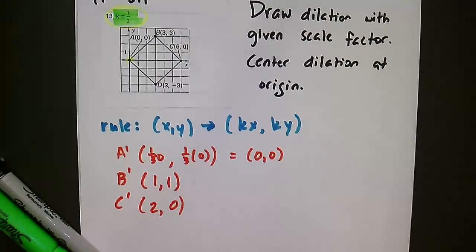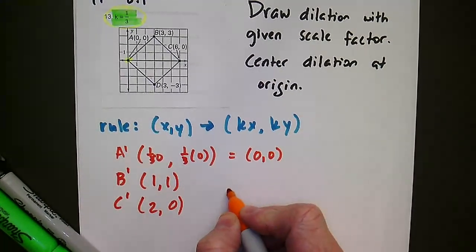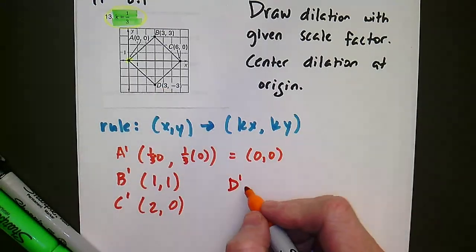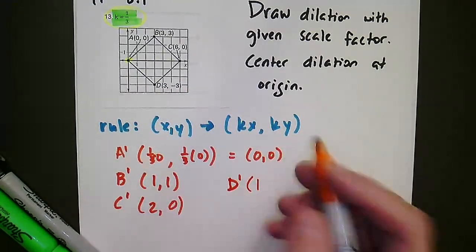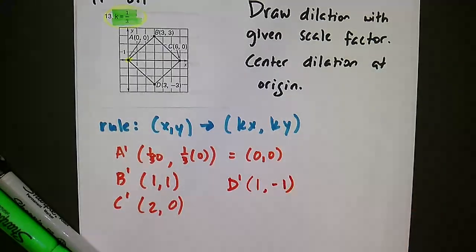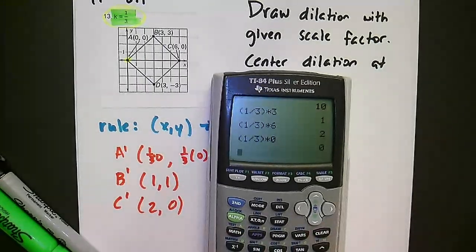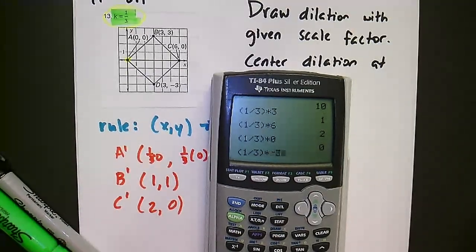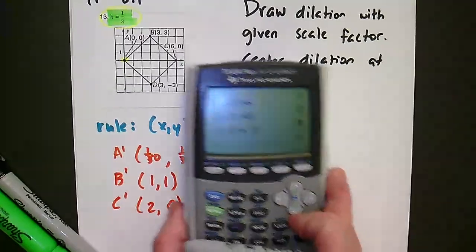Now the last one I just need is D prime. I'll put that one here, D prime. All right, that's going to be 1/3 of 3 again, which is 1. And then 1/3 of -3, which is just -1. If you want to put that in the calculator, you certainly can as well. Look, 1 divided by 3 times -3, it's going to give you -1.